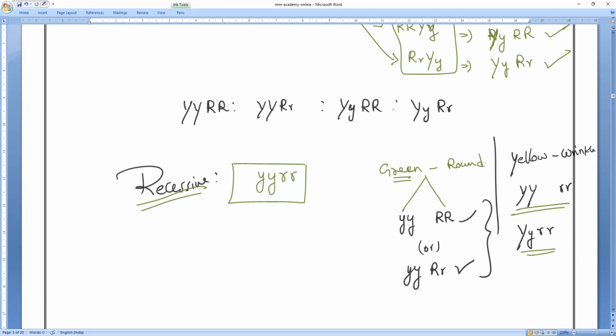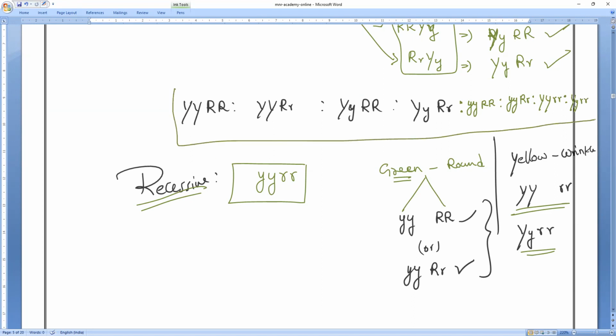So this also you should write as a ratio. I'm adding it, write it. Small y capital R is 2. Small y capital R small r is 2. Capital Y small r is 2. Capital Y small r. This entire ratio is the original phenotypic ratio of a dihybrid cross.